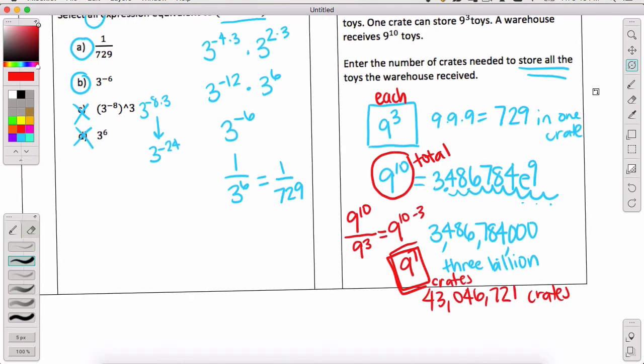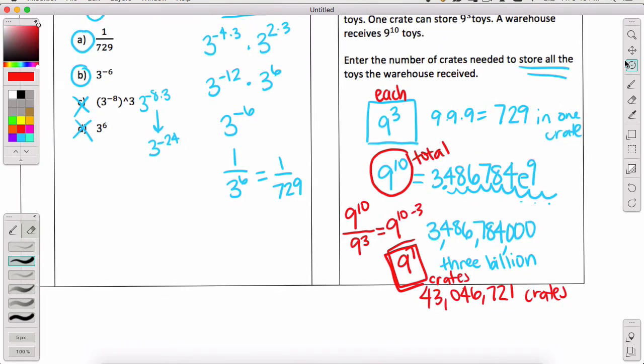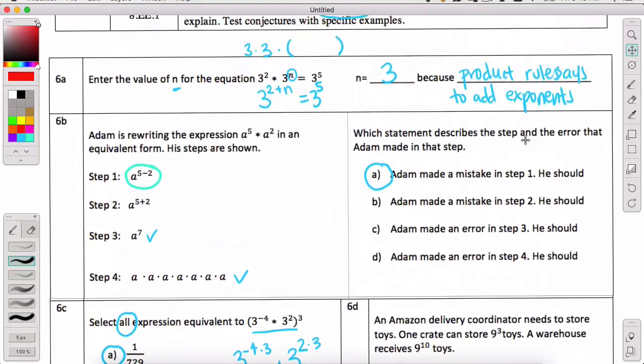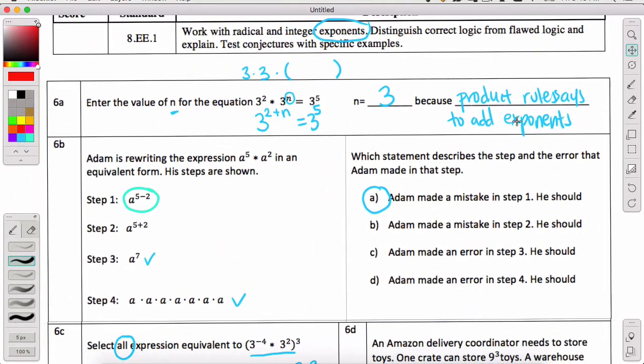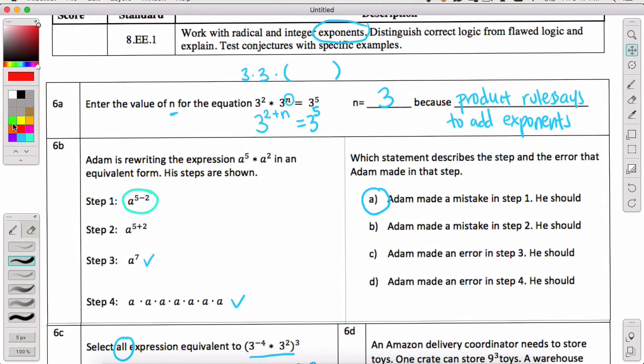I'm going to go back to the beginning now so that I can go over a couple more specific parts of this standard. If you're done, then just go ahead and move on to a different video.